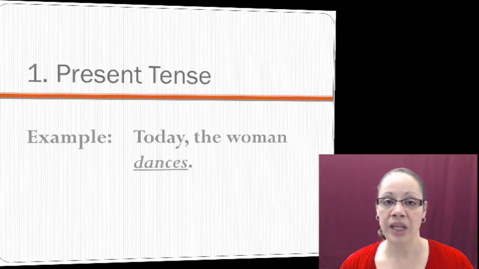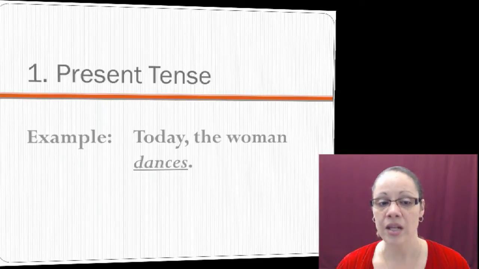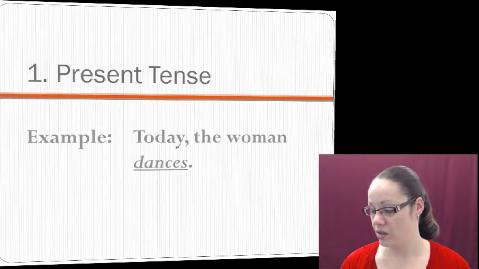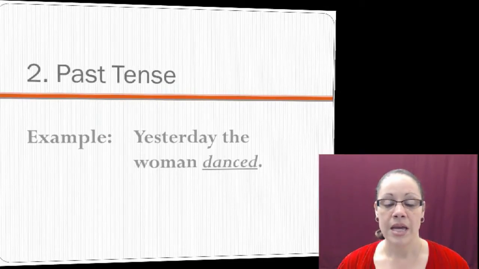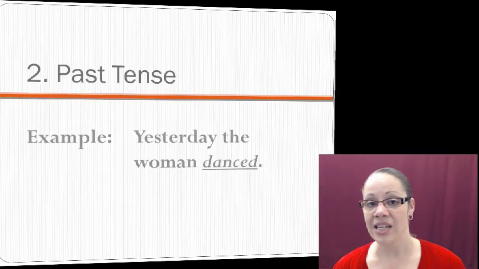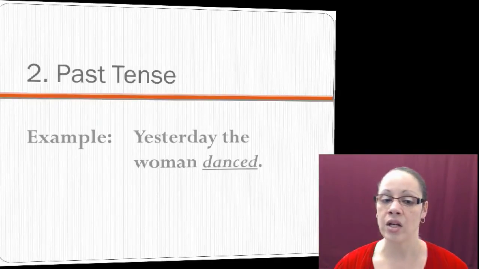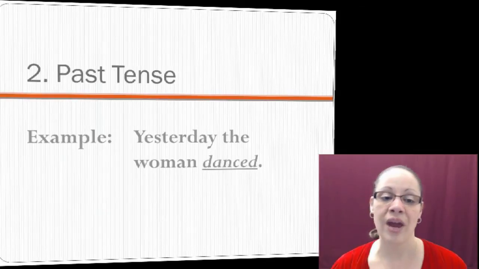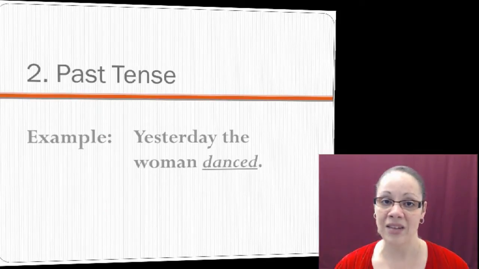Now I have an example here. Today, the woman dances. What is she currently doing right now? She dances right now. So you do have present tense. You add an ES, or an S, to dance, and you have the present form, dances. My second tense of a verb is the past tense. Yesterday, the woman danced. It's happened already, so I need to add a D to this regular action verb, making dance into danced to show that it happened already.